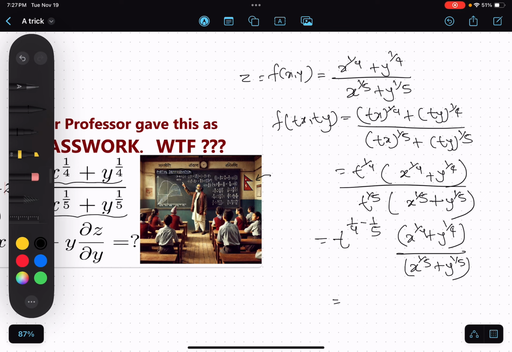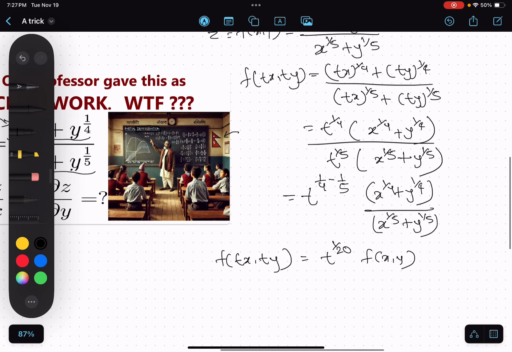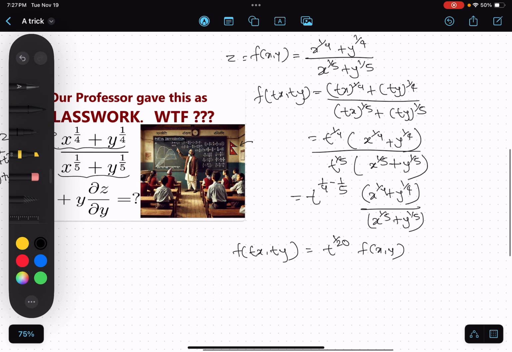So this will just be t to the power 1 by 20, and we know that this is just f of xy, right? So we showed that f of tx comma ty is equal to t to the power n times f of xy, and if this is in exactly this form, then this n that we see over here will be our degree. So the degree of this expression is just 1 over 20.